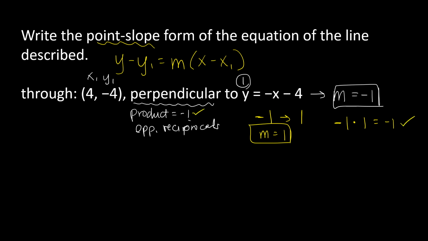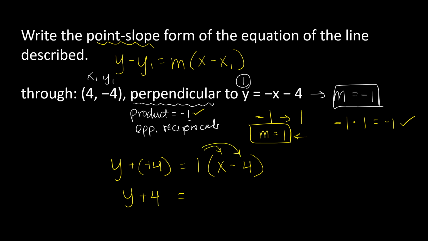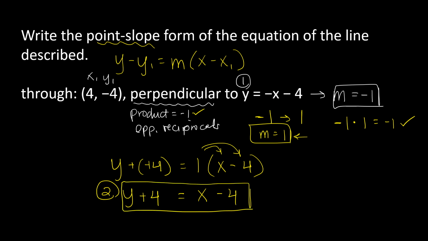So I'm going to take my slope, I'm going to take my point and plug it into the point slope form. So y minus y1, we already know, is -4, equals m, remember, we're using 1, times the quantity of x minus x1, which is 4. So we can clean this up on the left. Negative and negative gives me a positive. So y plus 4 equals, if I distribute my 1 to everything, x minus 4. So the equation of the line in point slope form of my second equation is y plus 4 equals x minus 4.